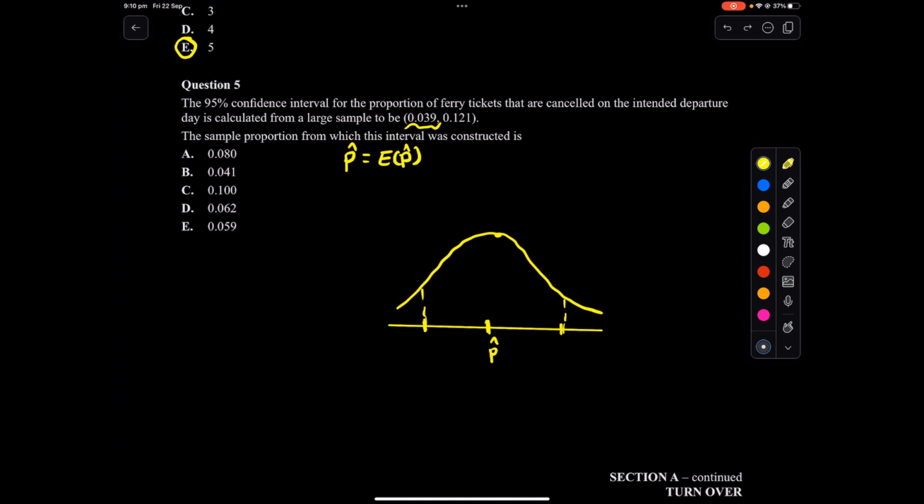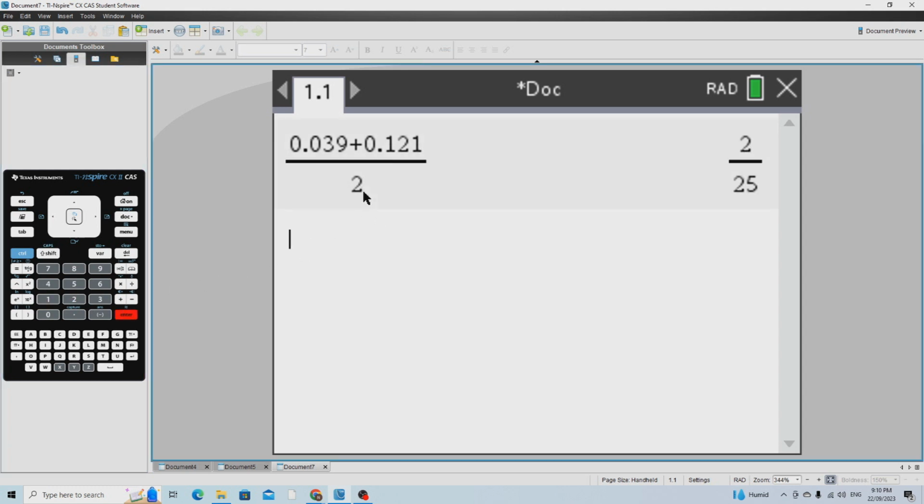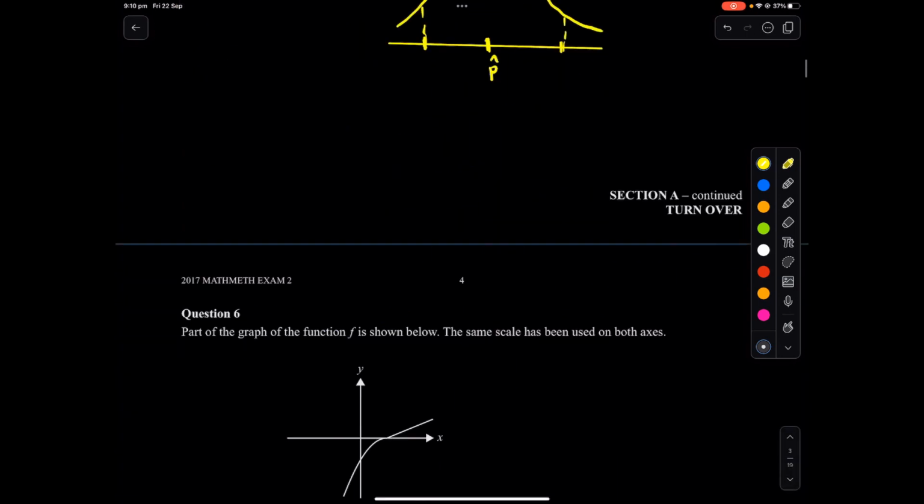So go on my calculator and let's do this. What we want to do is add those intervals. 0.039 plus 0.121, and we divide them by 2. And that gives us 0.08. So choose A as your answer.